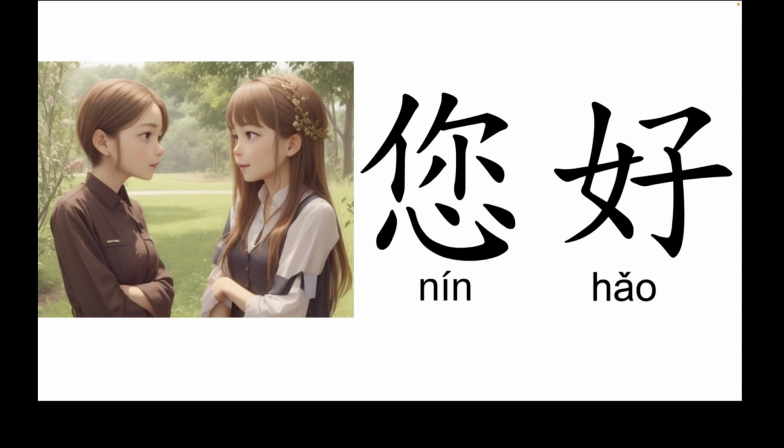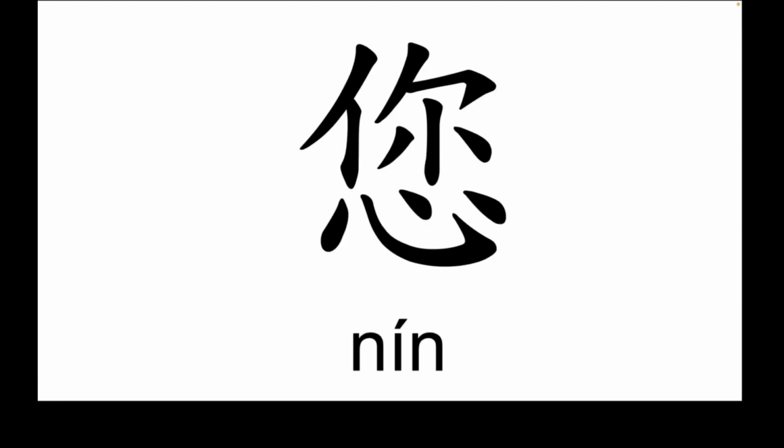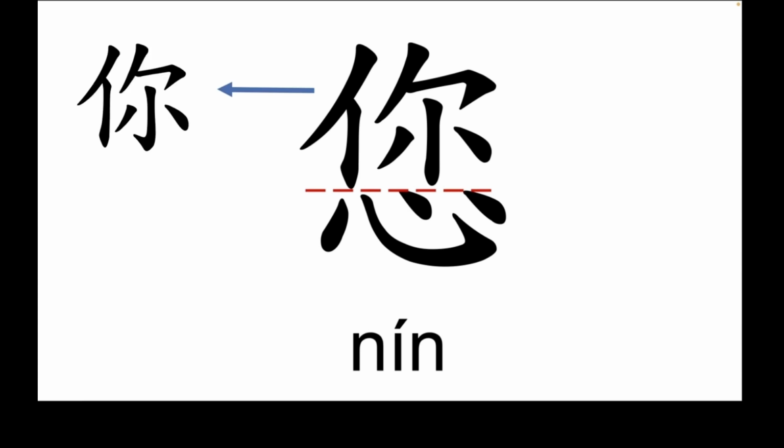First, let me introduce to you a respectful greeting in Chinese. 您好. This phrase is commonly used to greet elders or when meeting someone for the first time. Let's start by looking at the character 您. This character is composed of two parts. The upper part represents addressing someone of the same generation, and the lower part is the character for heart.